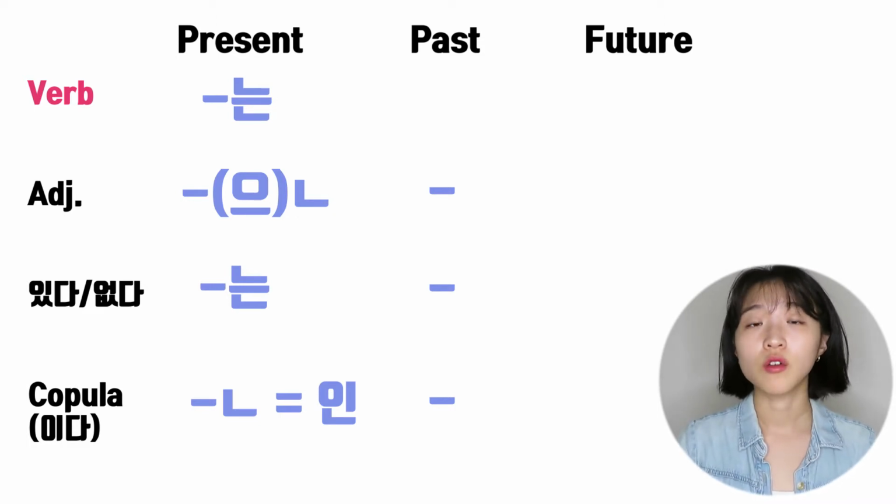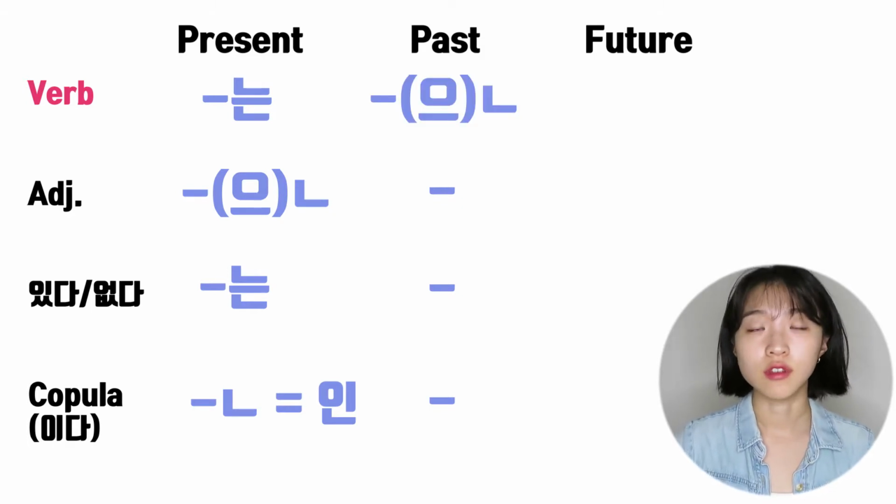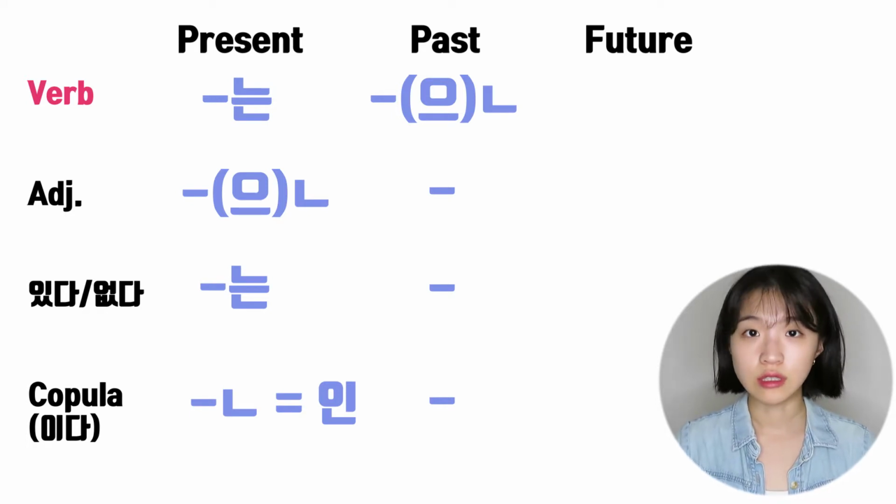So when you make verbs into past tense using noun modifying form, you need to add 은 instead of 는. 는 was attached to verbs when it was present tense. However, for past tense with verbs, you need to attach 은.